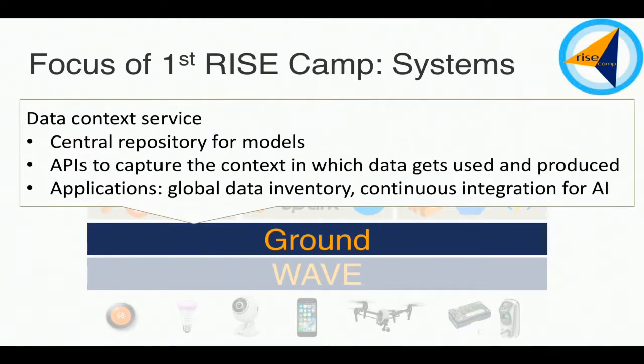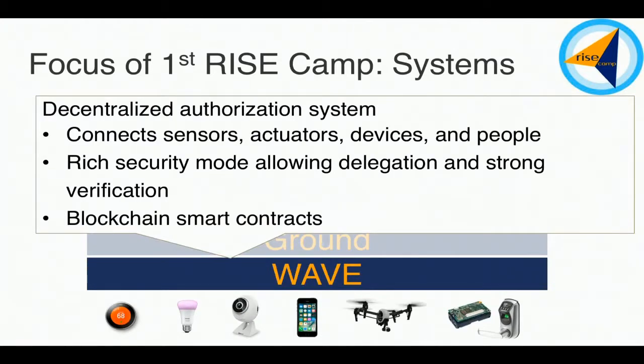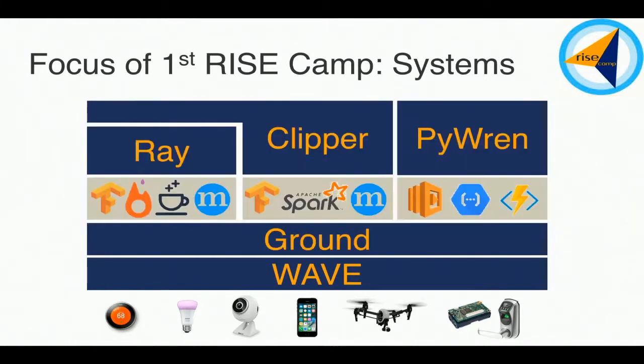Ground provides a data context service. For example, you can use it as a central repository for the different learning models that you extract, let's say, from Ray. It provides APIs to capture the context in which data gets used and produced, and has a set of applications, including continuous integration for AI. And then you've seen Wave, the security backbone of these systems, which provides decentralized authorization. This is the picture of how the different systems come together. We hope you enjoyed them and learned from them.